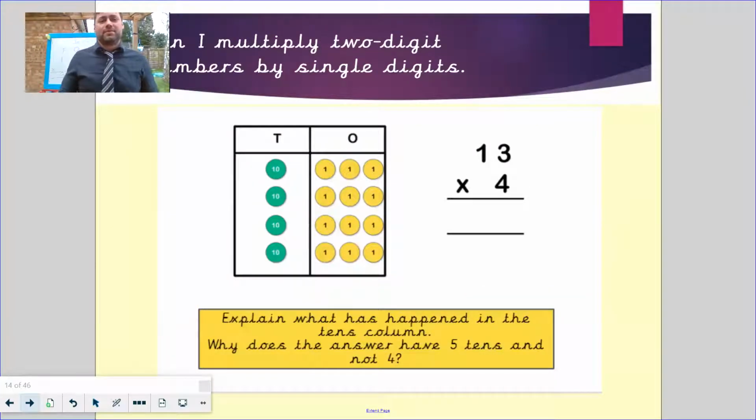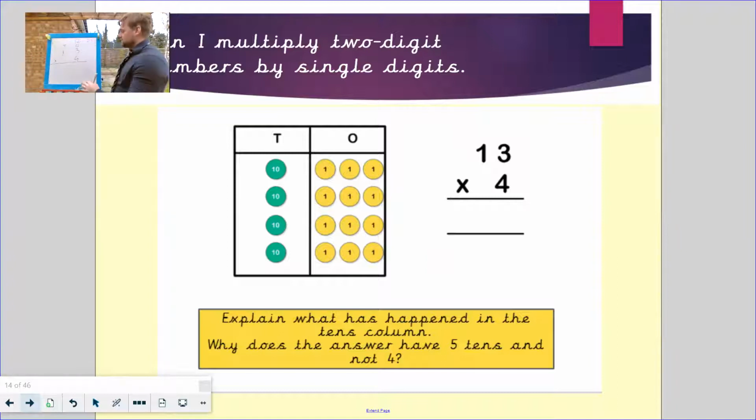Okay, so here we've got a similar question. We've got 13 multiplied by 4. So we've got our tens and our ones. We've got 13 multiplying it by 4. Now, when we multiply our ones column first, we do 3 times 4. 3 times 4 gives us 12.